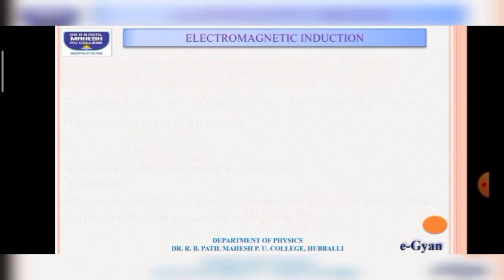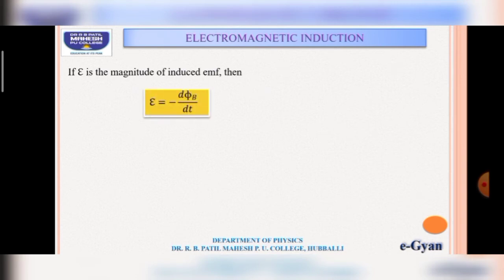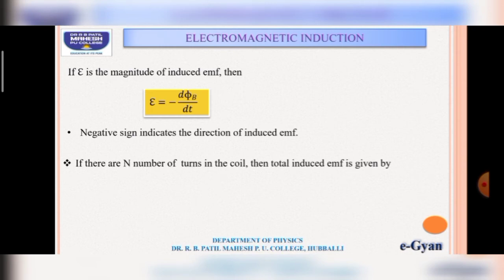If E is the magnitude of induced EMF, then E is equal to minus d phi divided by dt. Here the negative sign indicates the direction of induced EMF. If there are n number of turns in the coil, then the total EMF is given by E equal to minus n into d phi divided by dt.